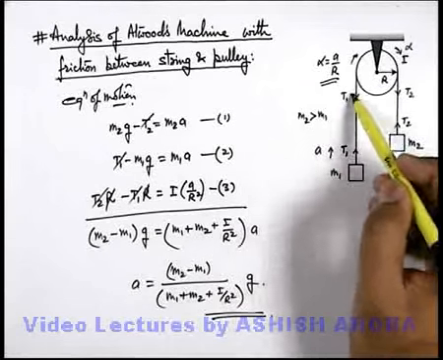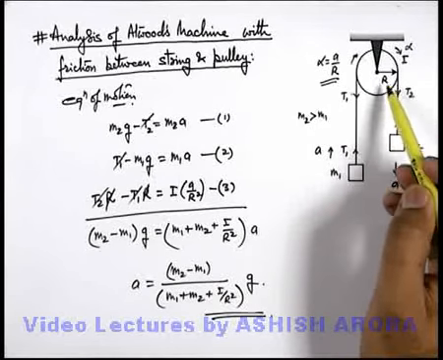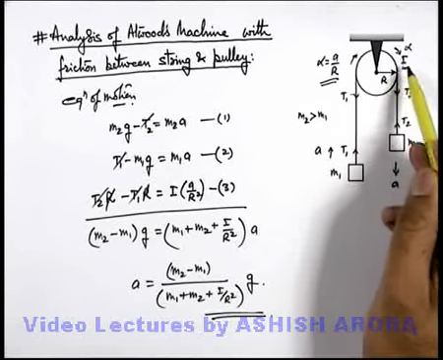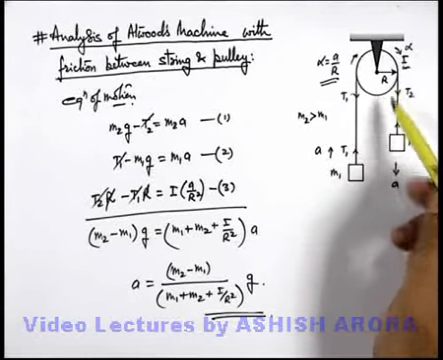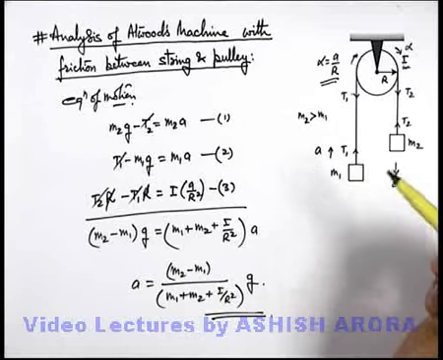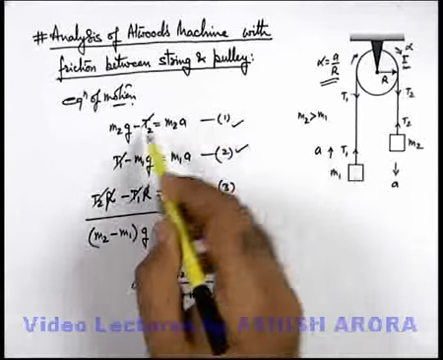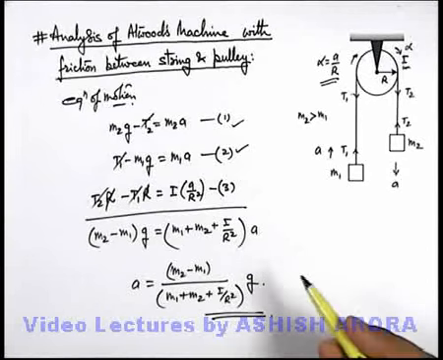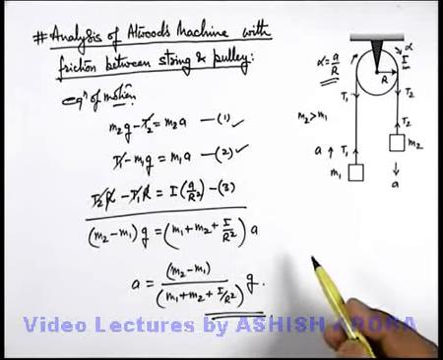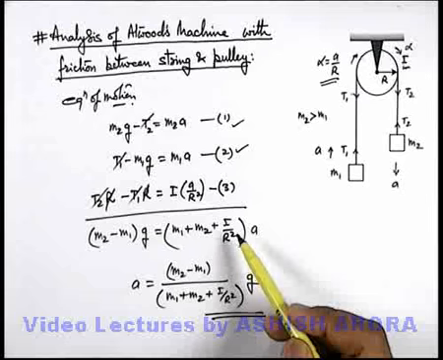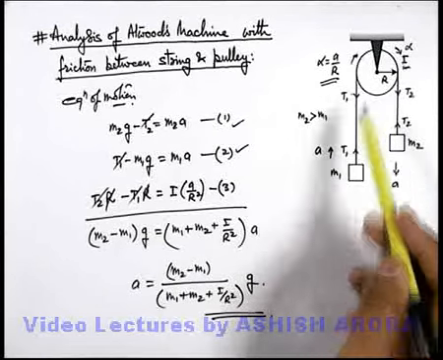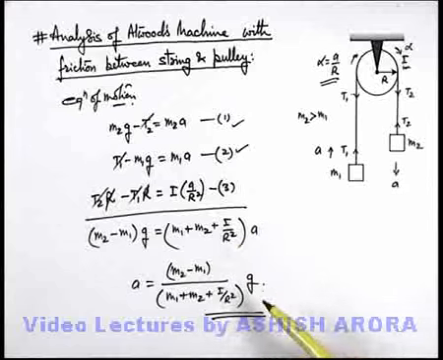If a string does not slip over the pulley surface, it will rotate the pulley along with it, and the pulley also has a moment of inertia I. Using this acceleration from equations 1 and 2, we can also find out the tensions in the two strings very easily. So be careful about such types of cases when we apply Newton's second law for translatory motion as well as rotational motion simultaneously, and handle the problem.